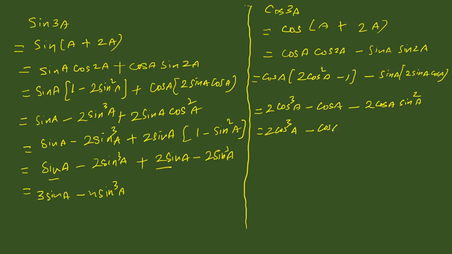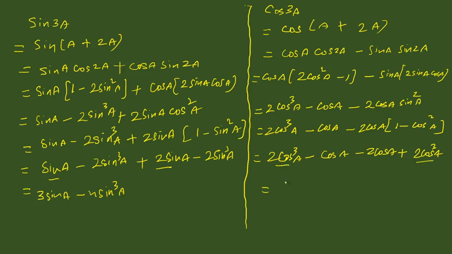2 cos cube A minus cos A, minus 2 cos A multiplied by 1 minus cos square A. We are converting everything into cos. So 2 cos cube A minus cos A minus 2 cos A, and minus of minus gives plus 2 cos cube A. Finally, we get 4 cos cube A minus 3 cos A. So this is the formula for cos 3A. And 3 sine A minus 4 sine cube A is the formula for sine 3A.